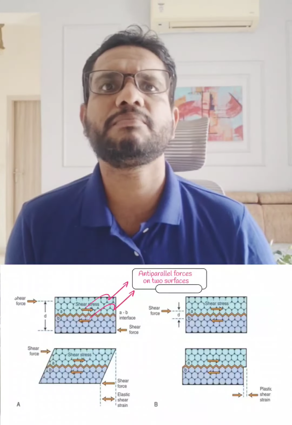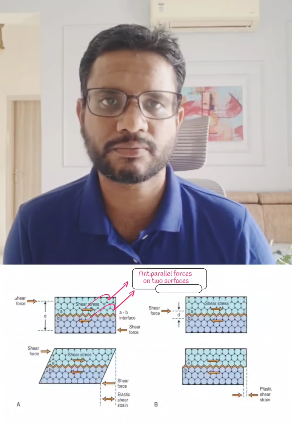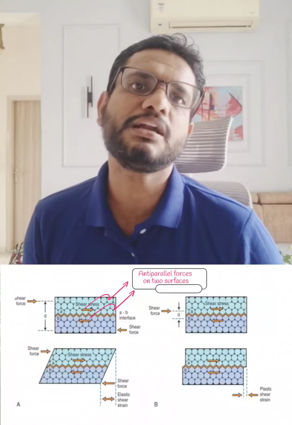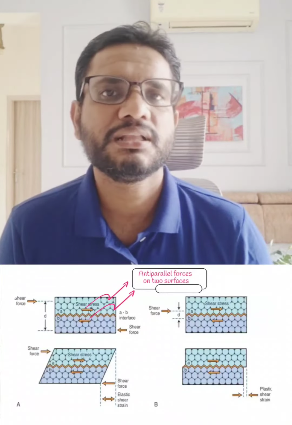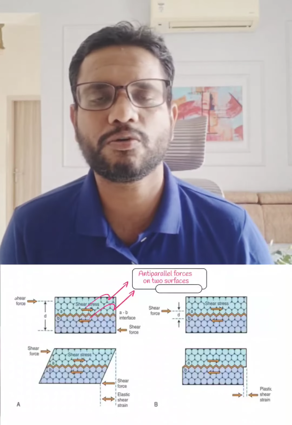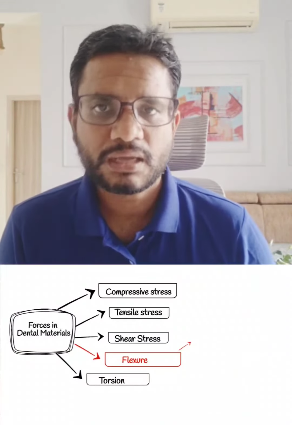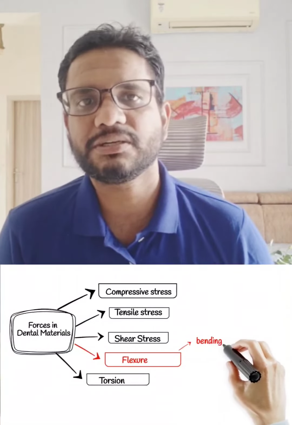A very famous example of shear force is the debonding of the orthodontic brackets. If you put a sharp instrument parallel to the long axis of the tooth at the cement and tooth junction, that leads to the debonding of orthodontic bracket, which is a perfect example of this force. The fourth stress that we should discuss is the flexure.